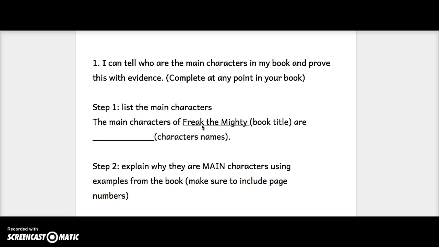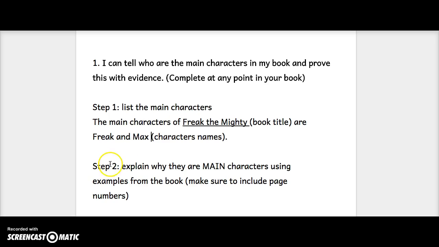The action revolves around them. I can't take them out of the story. They're that important. And really when it comes down to it, the two characters that I think of are Freak and Max. And Freak and Max are very important characters to my story. Everything revolves around them. I can't take them out of the story.